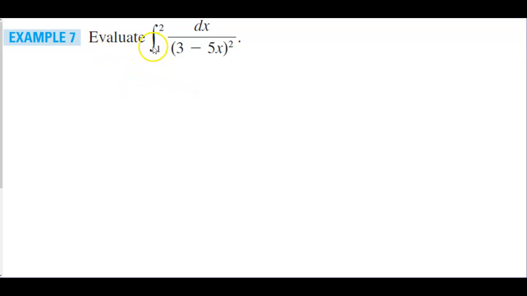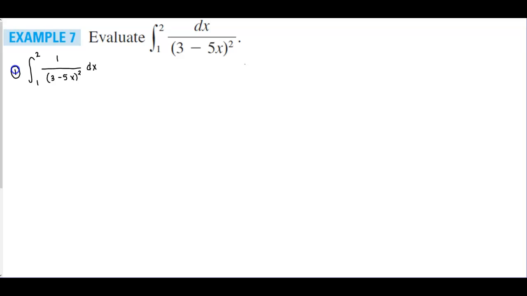Example 7, evaluate the integral going from 1 to 2 of dx over 3 minus 5x squared. Okay, so let's rewrite this integral where the lower limit is 1 and the upper limit is 2, and this now becomes 1 over 3 minus 5x squared, and that's dx.